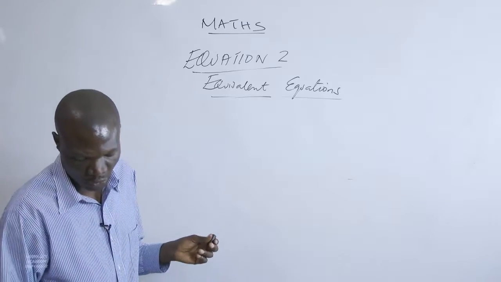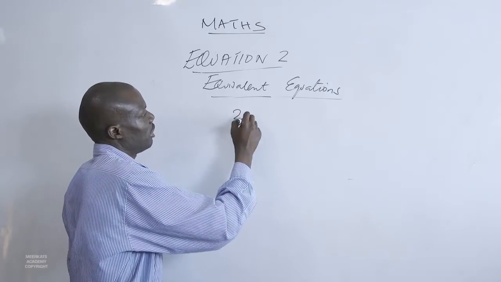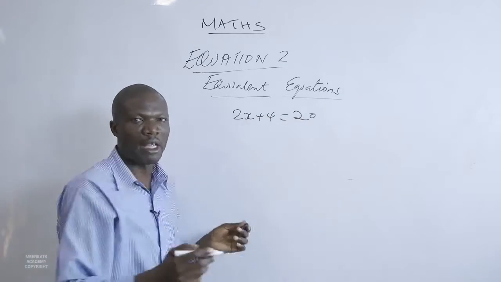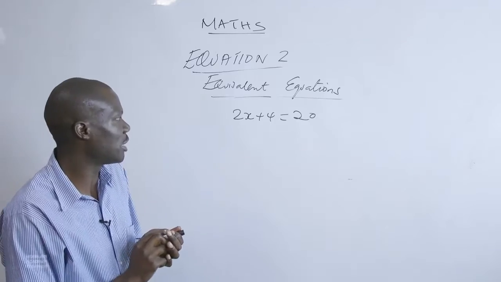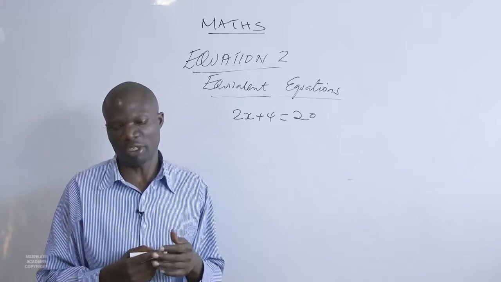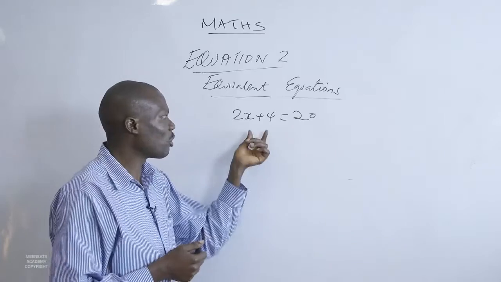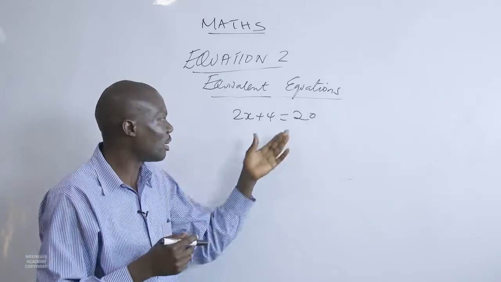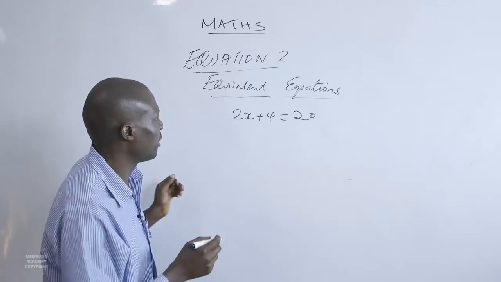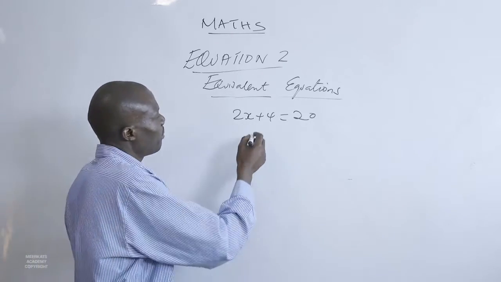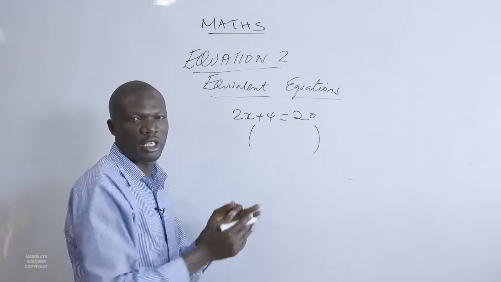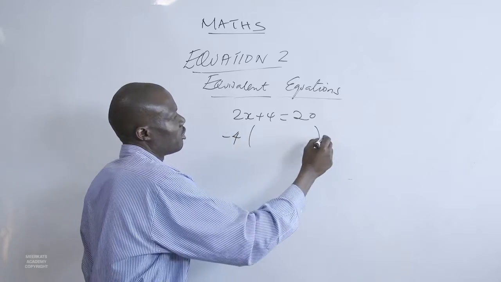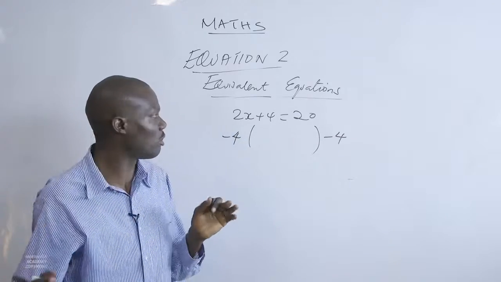For example, if we have an equation like 2x plus 4 is equals to 20. This one already is trying to tell us that what we have on the right is the same as what we have on the left. But for us to solve for x, we must use equivalent equations at any given time. So here, what will happen on this side should happen here. So we want to get the solution and arrive at the value of x. So when we subtract 4 here, we should also subtract 4 here because of the equivalent idea.